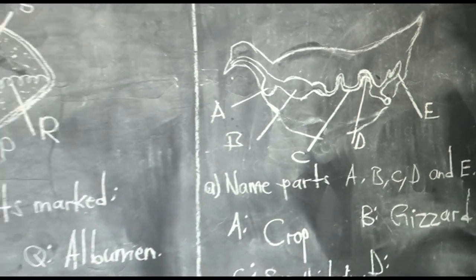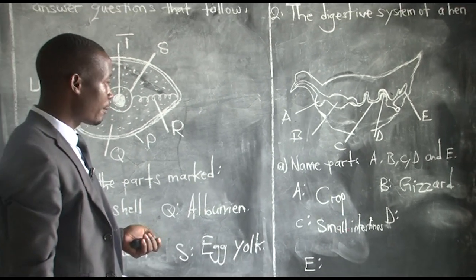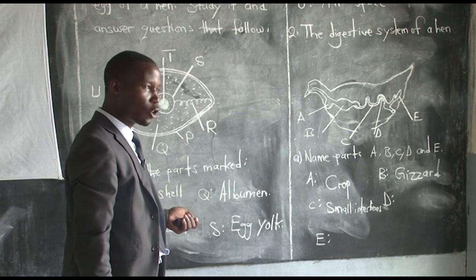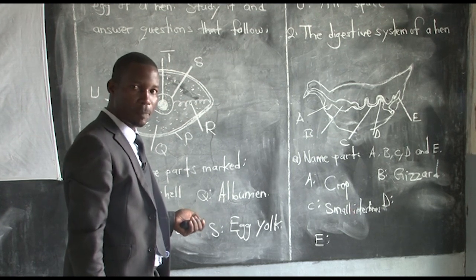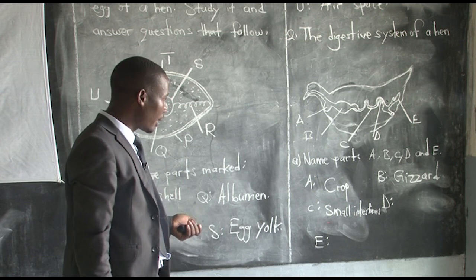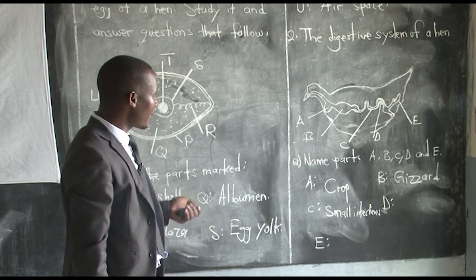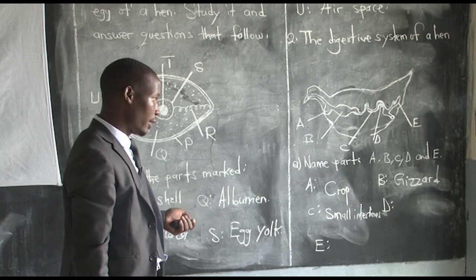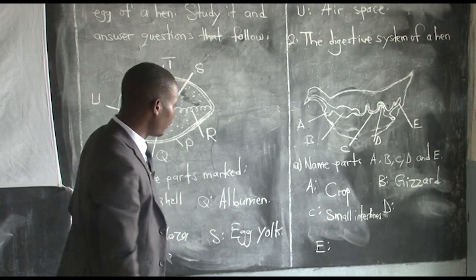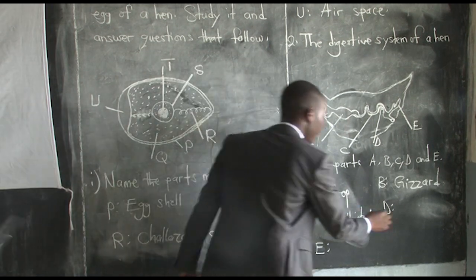This part here is also where absorption of food takes place. They can ask you, where does absorption of food take place? You simply say, in part C, or in the small intestine. Coming to this side here, look at part D. Part D is the large intestine.